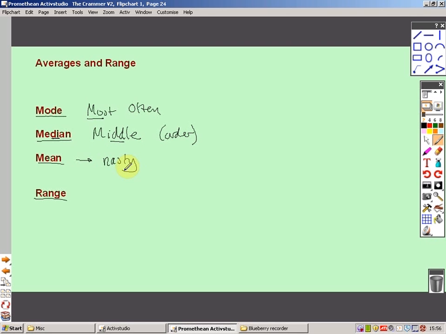The range is the highest subtract the lowest. Now in science you might write 90 minus 23, for example. In maths you've actually got to work out what it is and say that 90 minus 23 equals 67. If you don't do that last stage, you won't get the mark.